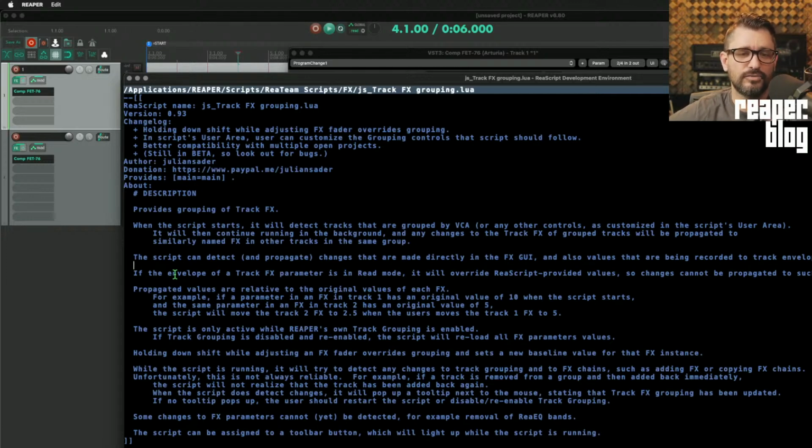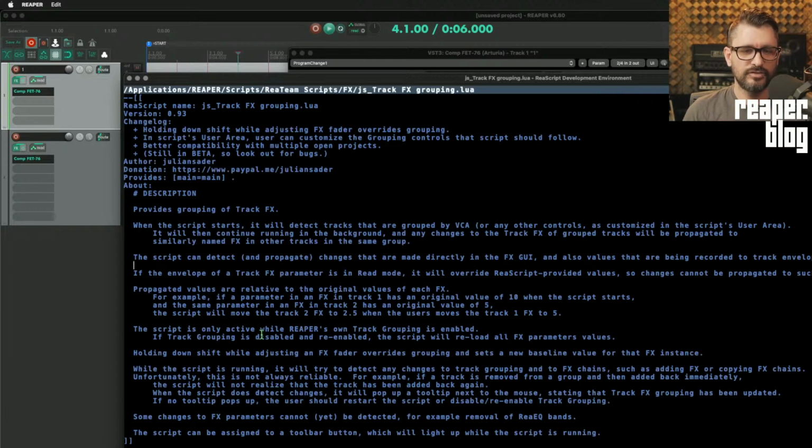Propagated values are also relative to the original values in each effect. So for example, a parameter in effect track 1 has an original value of 10 when the script starts. The same parameter of an effect in track 2 has an original value of 5. The script will move track 2's effect to 2.5 when the user moves track 1's effect to 5. So you can do relative changes, which is pretty neat.